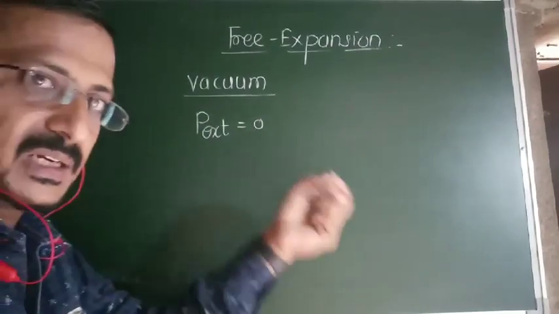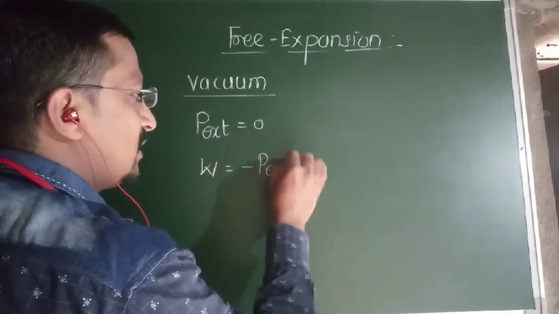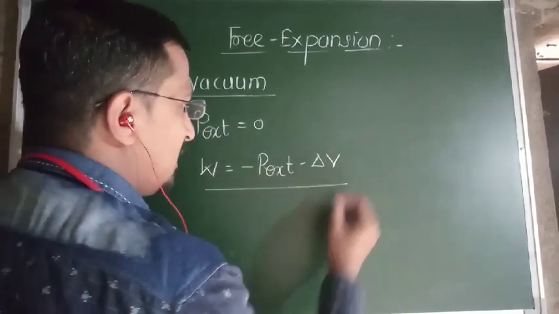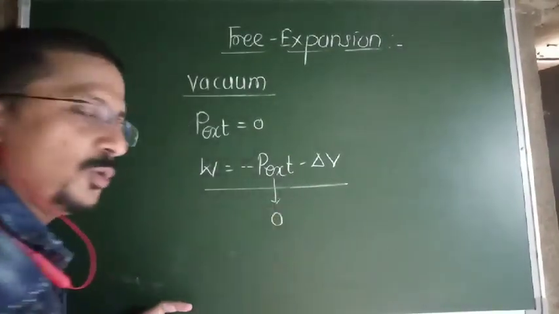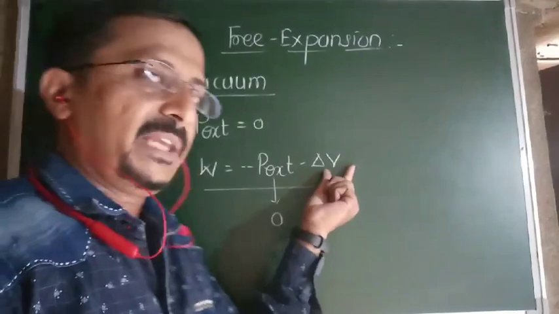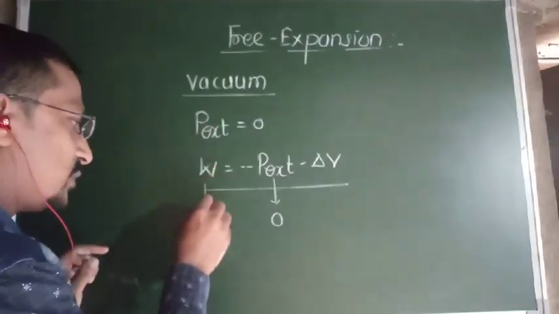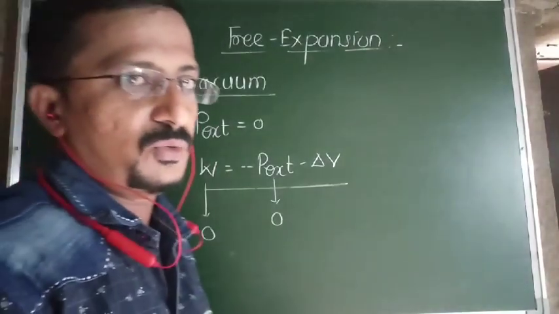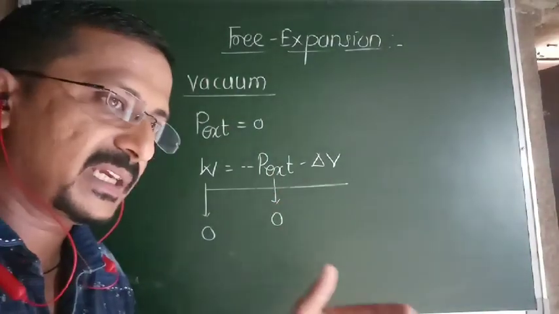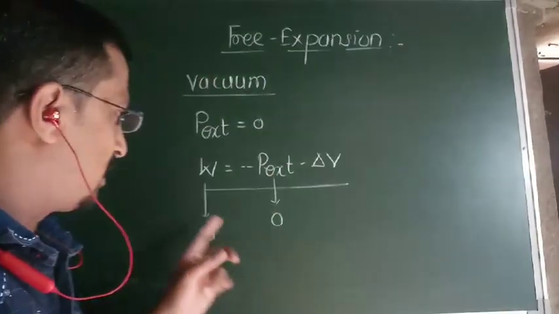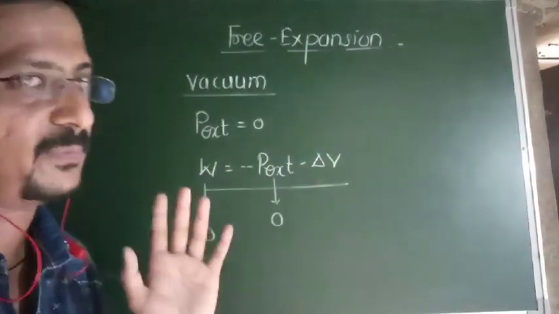Using the already derived equation, work done W is equal to minus P external into delta V. If external pressure is found to be 0, then whatever the change in volume, the work comes out to be 0. So remember, in free expansion, or expansion in vacuum, or expansion against zero pressure, the work done is 0. No work is obtained from that system.